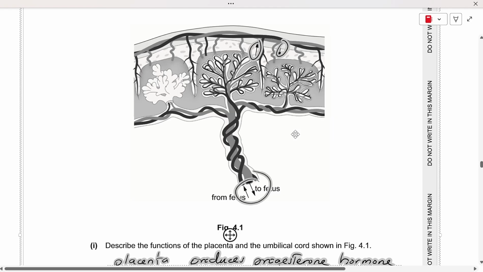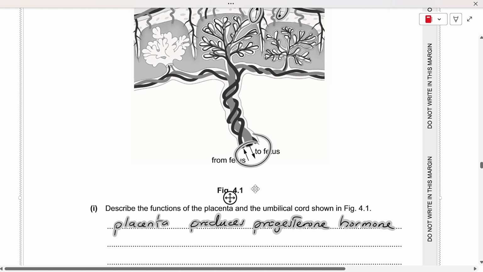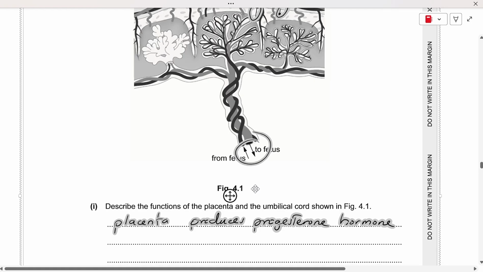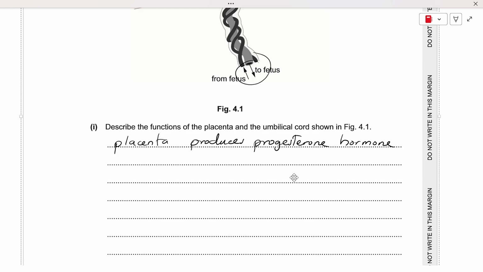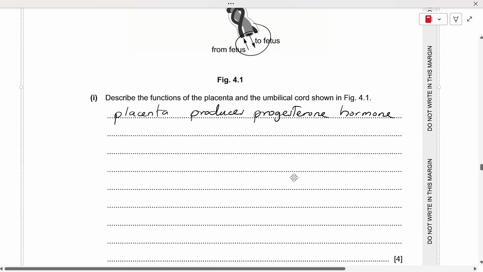But then again, it has the umbilical cord, this part over here. Inside the umbilical cord, in here, you have umbilical vein and umbilical artery. Okay, so it's like they are connected. So what are the other functions that they do apart from producing progesterone hormone? Okay, so we say that they transfer substances from the mother to the fetus. Example, nutrients.